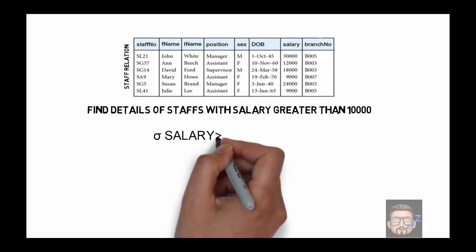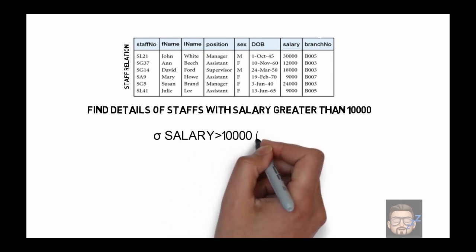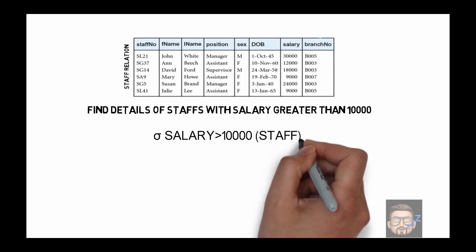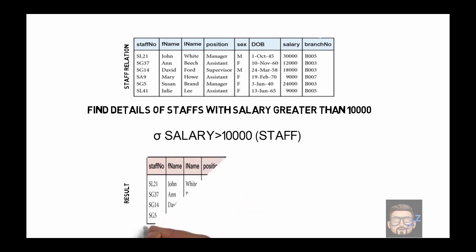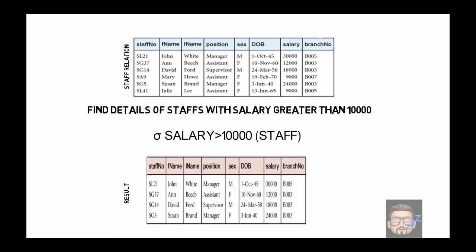sigma, means we do a selection of salary greater than 10,000 from which relation? The relation name is staff. Okay, selection salary greater than 10,000 from relation staff. And this is the result that you will have. If you can see, all of the staff here has salary greater than 10,000.